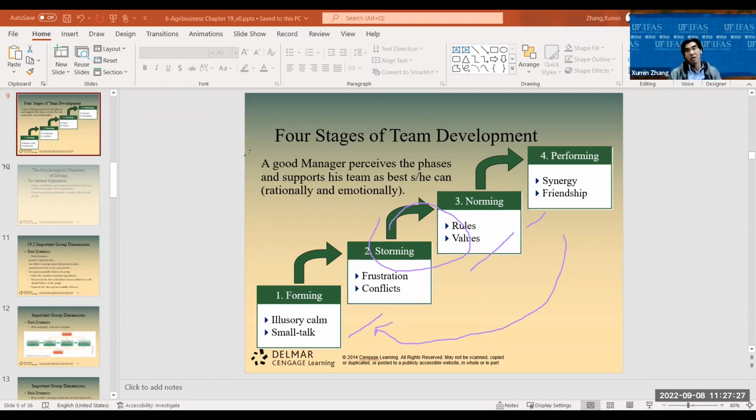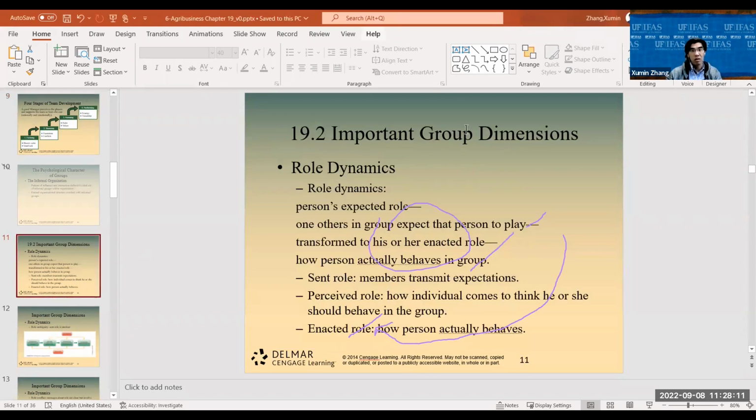When we talk about the group and team, actually we are talking about the leader, right? Or I talk about the project manager and the leader. You have to deal with people. When more than two people get together, they become a team. You have the same target and you work together. And then don't forget this importance. This is why we need to talk about role dynamics.